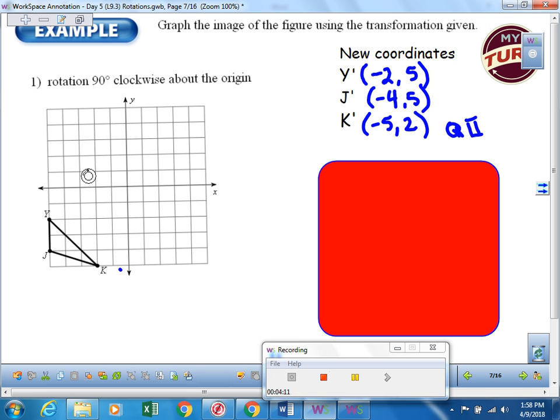So then you turn your paper back to the original position, and you're going to plot these points. So -2, 5. And remember, you should be graphing up in quadrant 2. Y prime, -4, 5, J prime, and -5, 2, K prime. And then you connect your points. Is your new shape in quadrant 2? Yes.